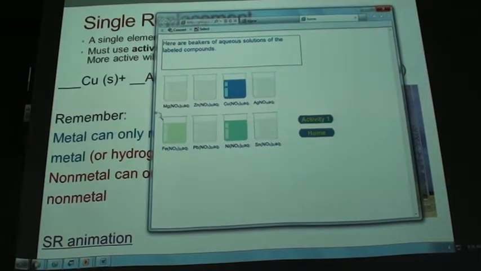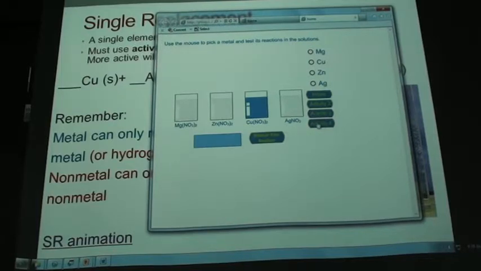All right, here are my different solutions. Okay, I'm going to take a strip of copper and I'm going to dip it into each one of these. And you're going to tell me if there will be a reaction or no reaction.